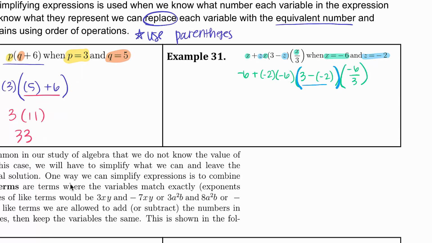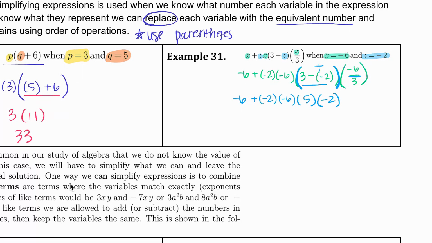We have 3 minus -2. Remember, when we see that minus and negative, we can change it to a plus. So I have -6 plus -2 times -6 times 3 plus 2, which gives me 5. We can go ahead and do this division inside these grouping symbols as well. -6 divided by 3 is -2.